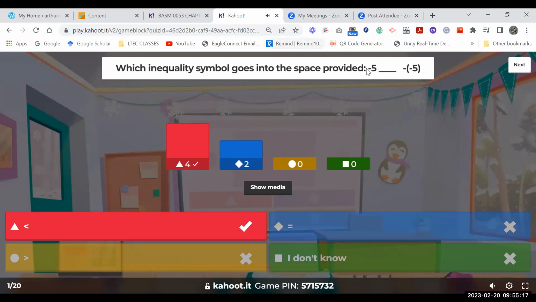Why would the first one be bigger? What symbol is this? Less than. It's less than. So is -5 less than, what's this going to equal? Yeah, so -5 is less than +5. Very good.